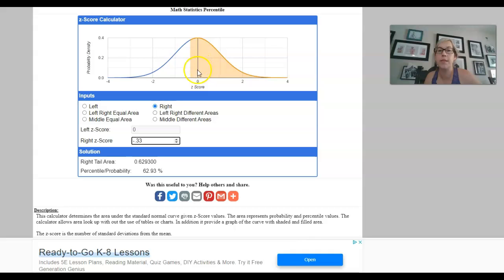This is all 50%. So I know my answer, just thinking, am I doing this right? Besides looking at shading, I'm able to see, yes, it's greater than 50. So again, the probability would be 62.93%.